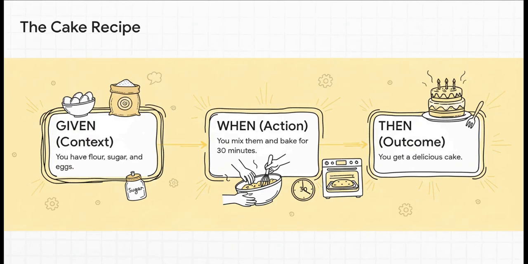First, given you have your ingredients, flour, sugar, eggs. That's our starting point, our context. Second, when you do the action, you mix them all up and bake them. And third, then you get the result, a delicious cake. See that? Context, action, outcome. That simple structure, that is the secret sauce.